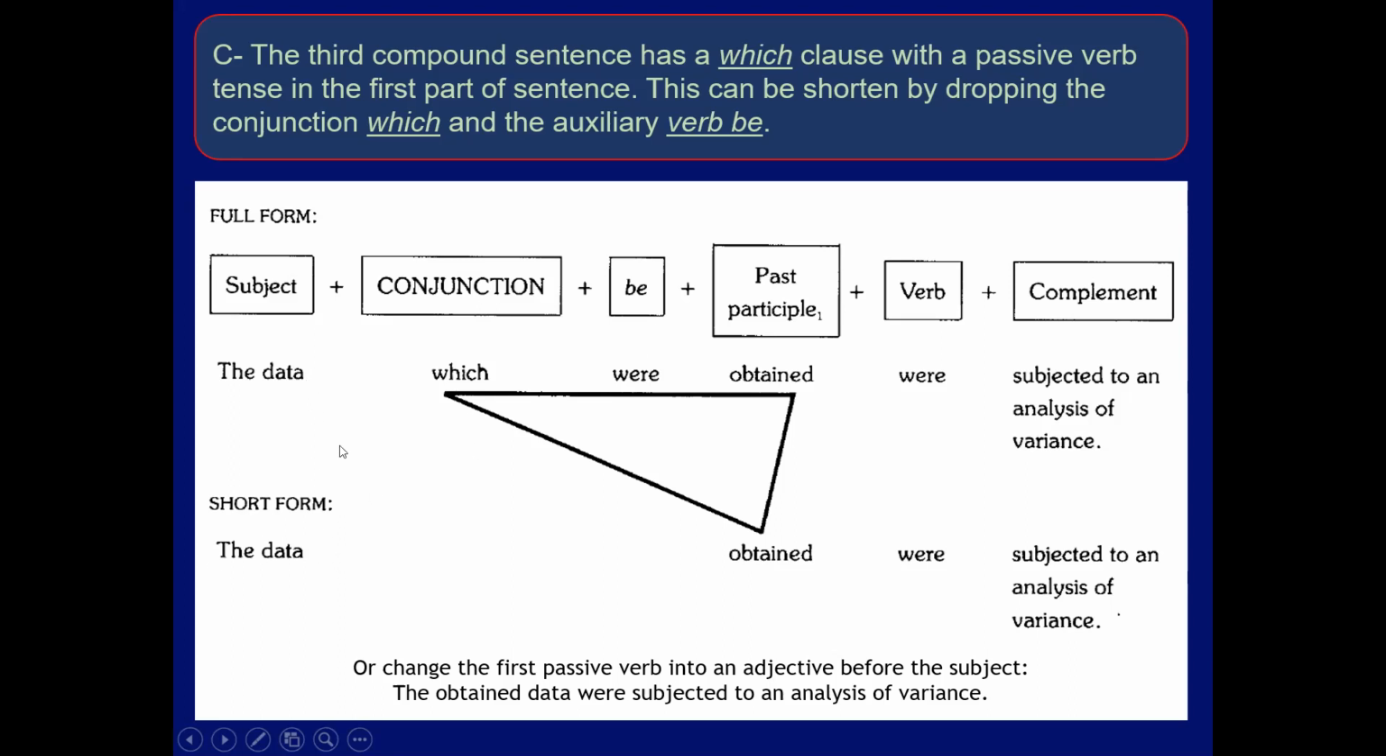So instead of saying which were, the data obtained were subjected to an analysis of variance. Or you could change the first passive verb into an adjective before the subject: the obtained data were subjected to an analysis of variance, which is acceptable too. So either of those two sentences could be used when you write and describe your data, as a third example of using the passive voice.